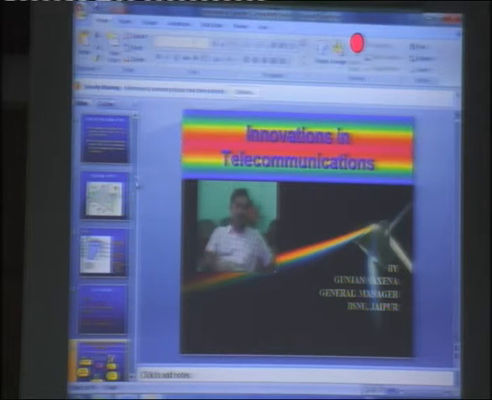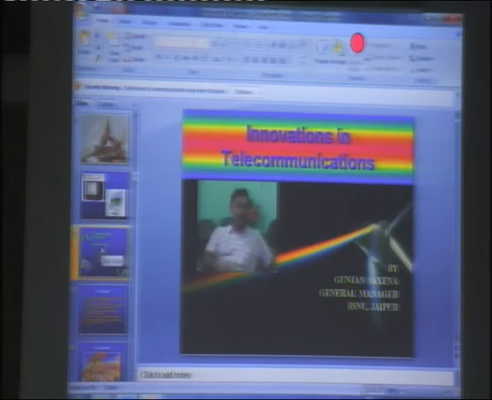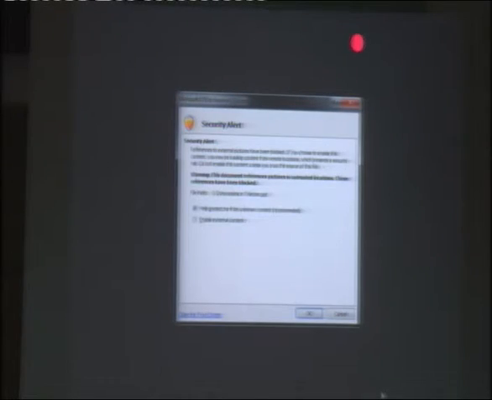And these were the exchanges. First there were manual exchanges, then step-by-step exchanges, then automatic exchanges. Now we have got electronic exchanges. Now we have got IP-based exchanges. So things keep on changing.